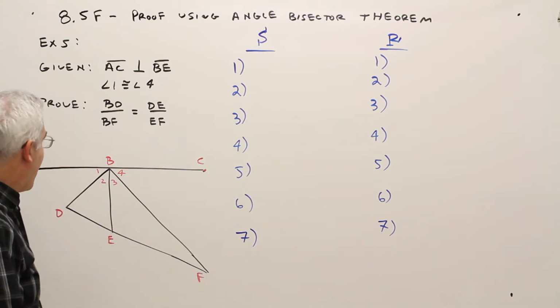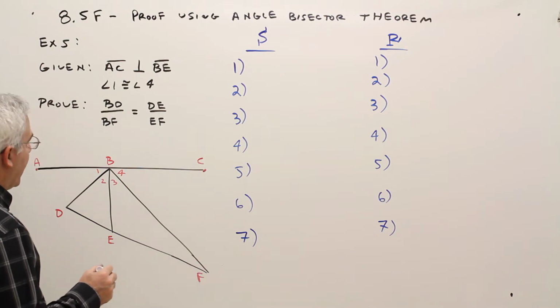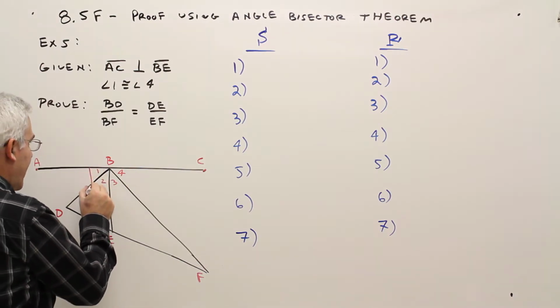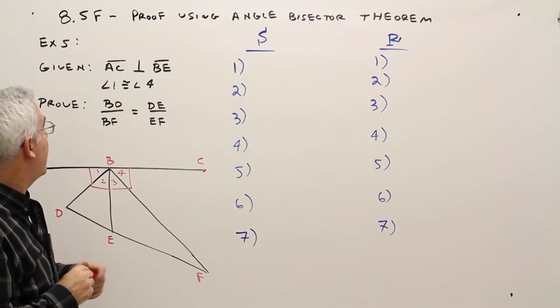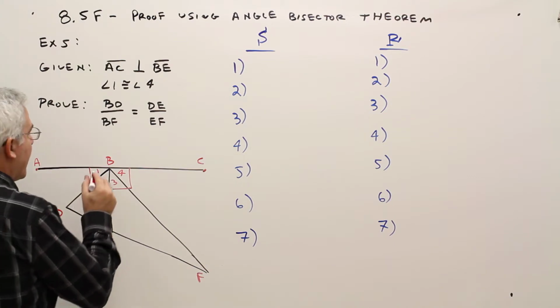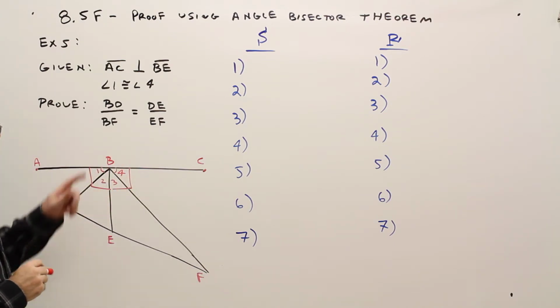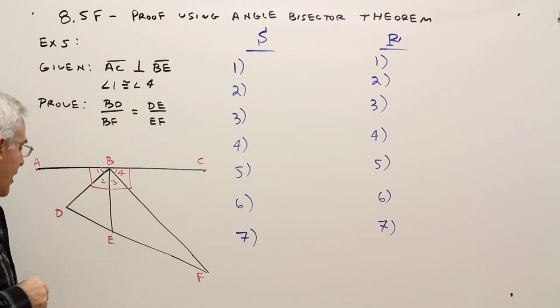So here's example 5. I'll mark it up as we go. AC is perpendicular to BE. Just to let you know, I'm going to mark that as a right angle, and I'm going to mark that as a right angle. Angle 1 is congruent to angle 4. Prove that BD over BF equals DE over EF.